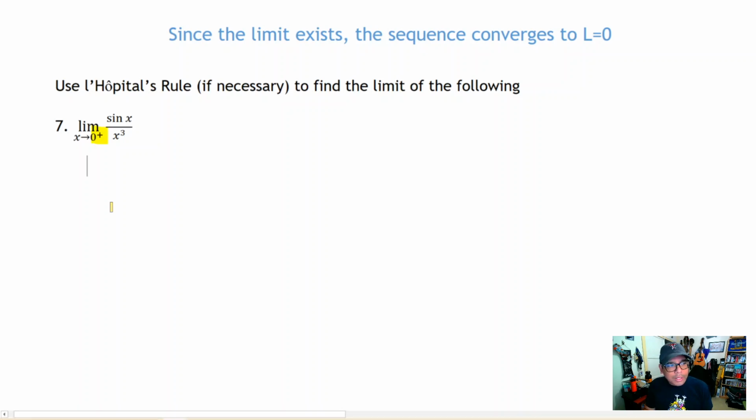It probably didn't escape your attention that this is a one-sided limit. We're taking a look at the limit as x approaches 0 from the right. But if the limit exists at all, then it has to be equal to that right limit. So what we're going to do is find the limit without regard to right or left, because if that limit does exist, then that is going to be the right limit as well.